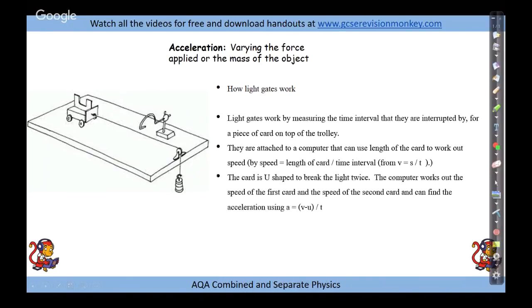Okay, the card is U-shaped, meaning it breaks the light twice. The computer works out the speed of the first part of the card and the speed of the second part. And if you know the speed of two different things, the speed at the front of the trolley and the speed when the back of the trolley goes past, you can work out the acceleration using change in speed divided by time.